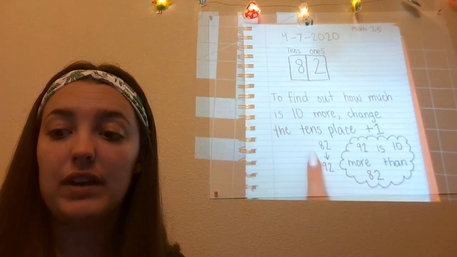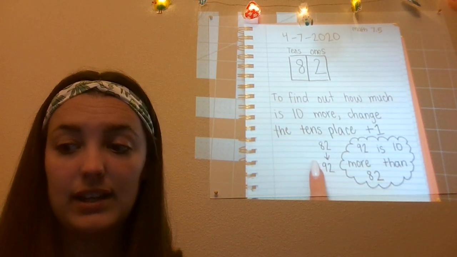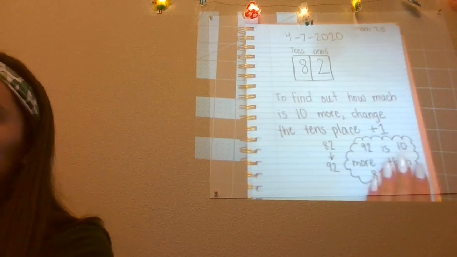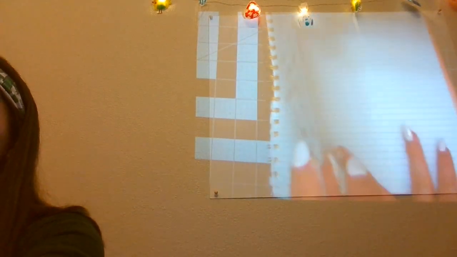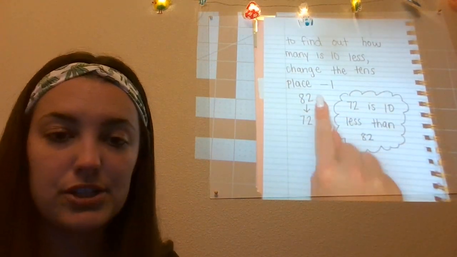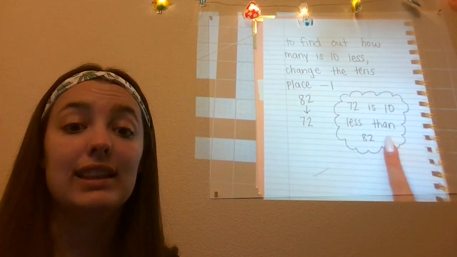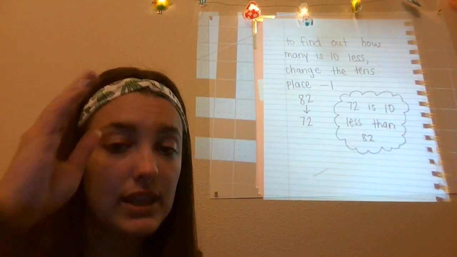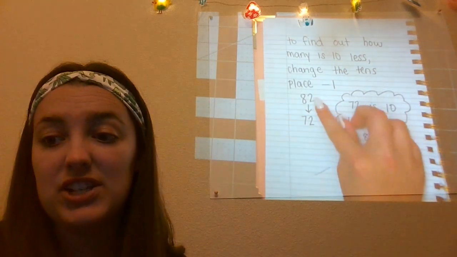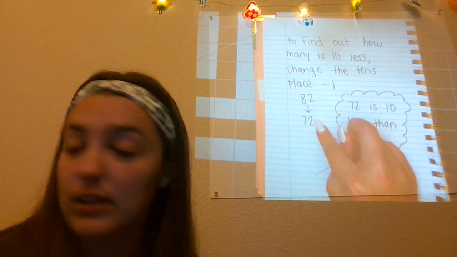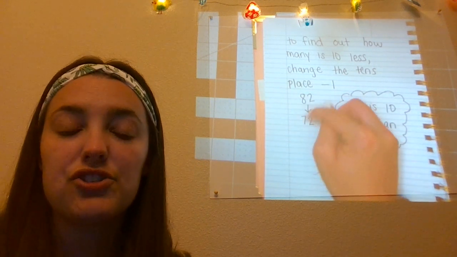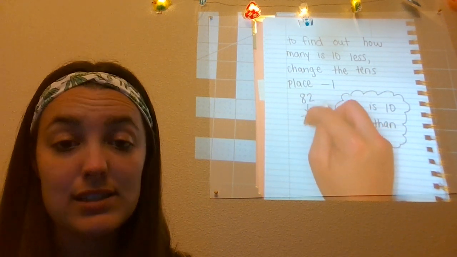Okay, so for example, if I bring an 8 up to a 9, I'm going to get 10 more. 92 is 10 more than 82. If I take that same 8 from my tens place and make it smaller by 1, 8 to 7, I turn my 82 into a 72, I get 10 less. Now, really important thing, first of all, make sure that you're changing the number that's in the tens place. If I changed my 2 to a 1, 82 to 81, 81 is not 10 less than 82. So make sure that you're changing the number that's in the tens place.